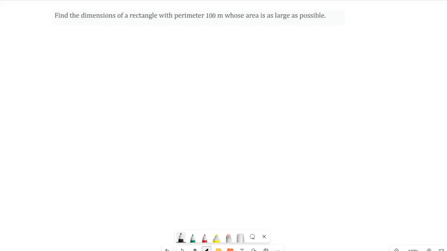Here we have another optimization problem. Find the dimensions of a rectangle with perimeter 100. So what is the given condition? The perimeter of a rectangle is 100, whose area is as large as possible. So what needs to be optimized is the area. Okay, so our function is going to come from area.